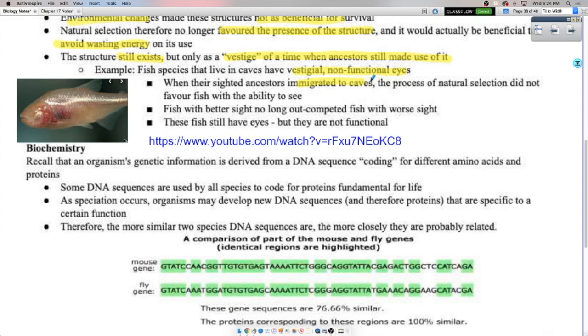There's no reason to be able to see. An eye actually uses a lot of energy. It's a very complex organ. So if you're not using your eye, it's just wasting energy. So a mutation that makes your eyes less useful is actually beneficial because it saves you energy. So you're more likely to survive, more likely to reproduce.